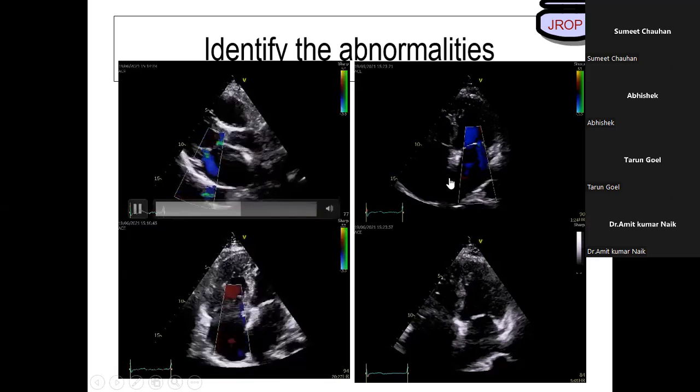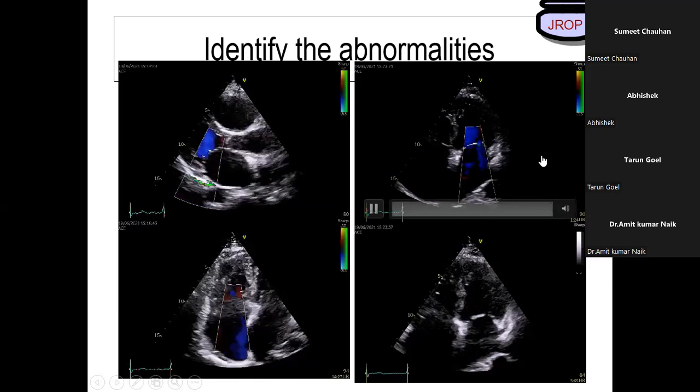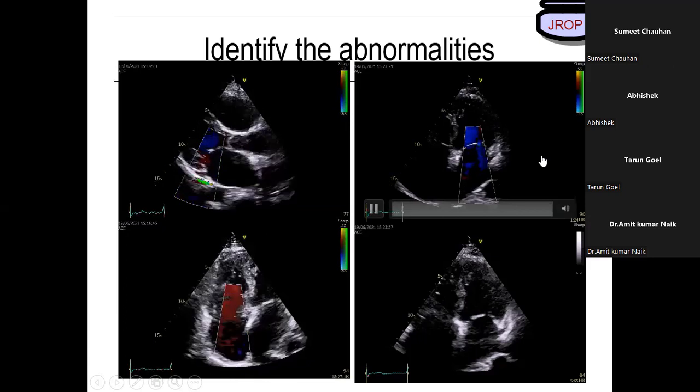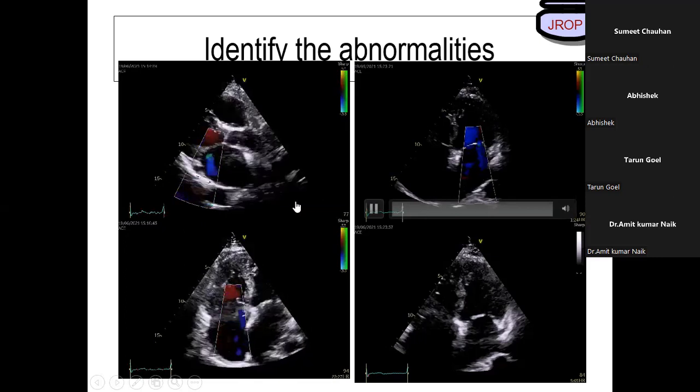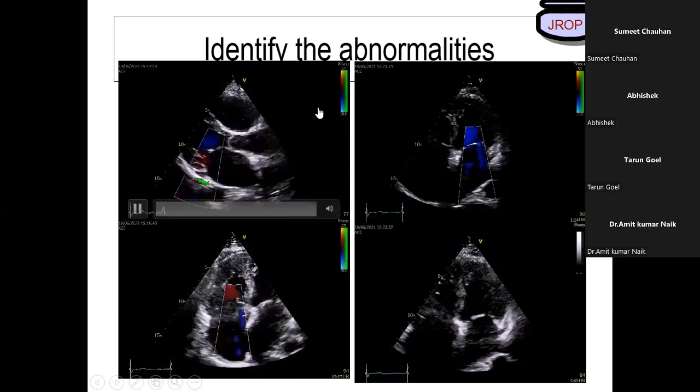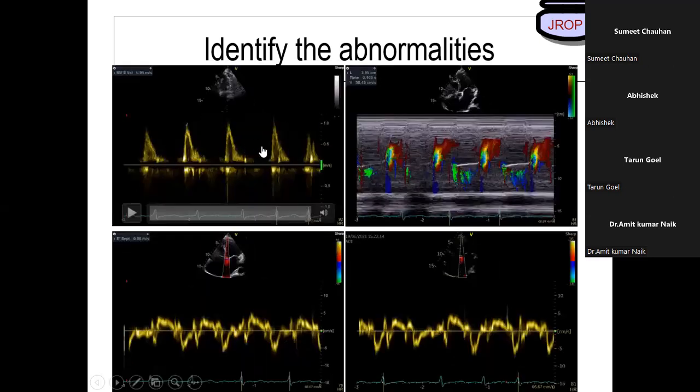A patient who has got irregular rhythm, what will happen? This is the case of atrial fibrillation. Look at this ECG, atrial fibrillation. Only the E wave is present, the A wave is not seen.